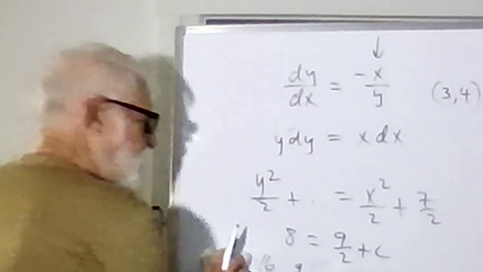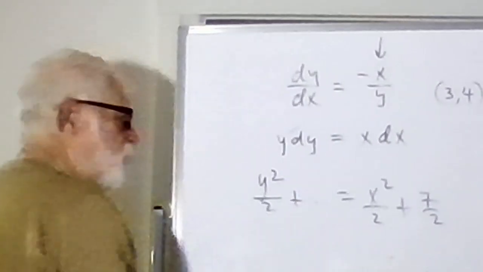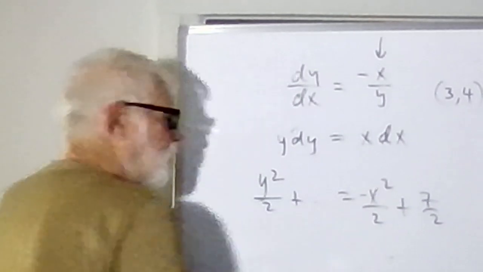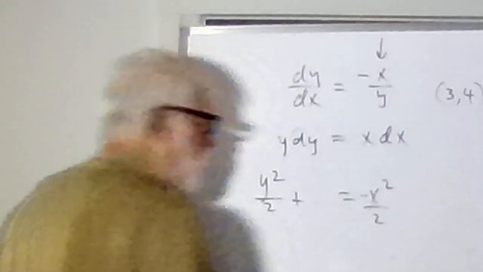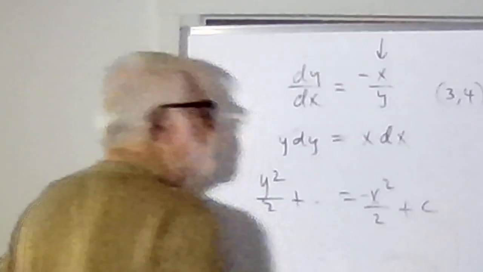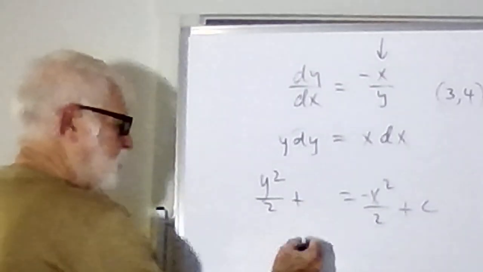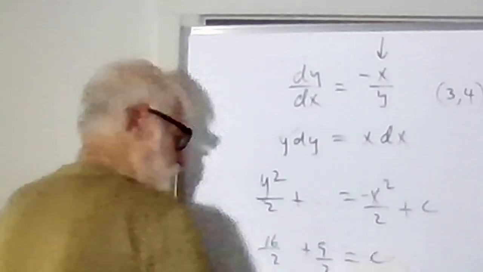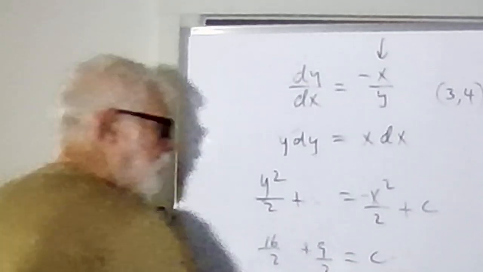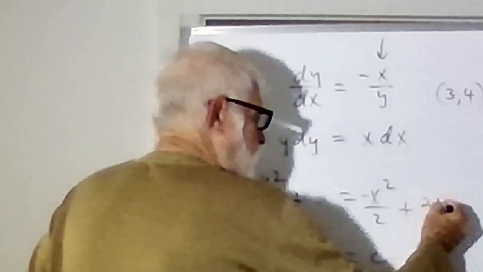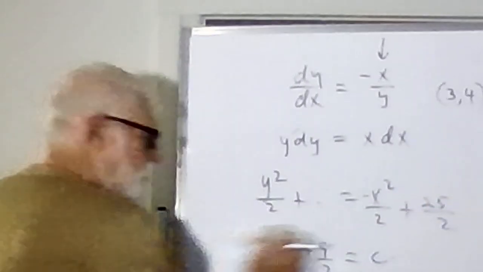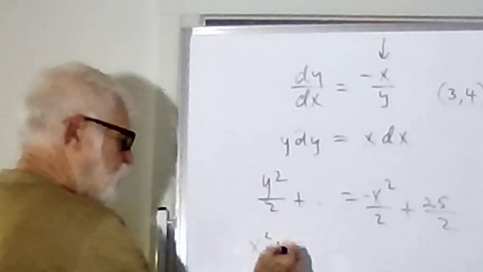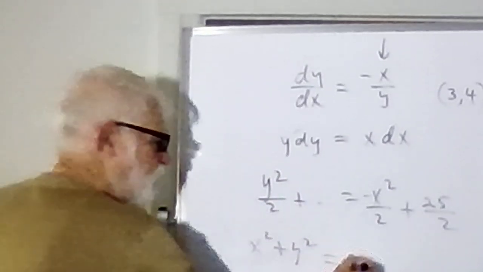Okay, I feel like I'm making a mistake here, and I'm not sure why. So let's multiply everything by 2, and we get, oh, this was a minus x squared over 2. That's my problem. Okay, so plus c, sorry for the mistake. So minus 9 halves becomes positive 9 halves. This is already 16 halves equals c. There's your 25 halves. All right, so now we're here. Careless mistake, but not going to start all over again. All right, so now they're multiplied by 2, and you've got x squared plus y squared equals 25.